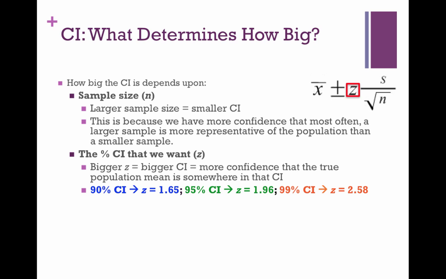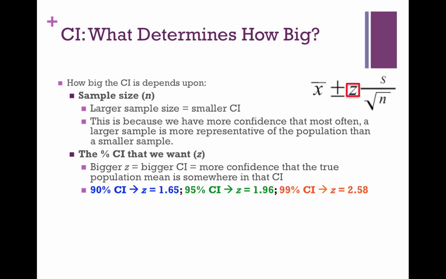When we talk about a 90% confidence interval, that corresponds to a z-score of 1.65. A 95% confidence interval corresponds to a z-score of 1.96. And a 99% confidence interval corresponds to a z-score of 2.58. One way you can check this is I encourage you to take a look at your z-score table, look at the z-scores for each of these confidence intervals, 1.65, 1.96, 2.58, look at the probability that each corresponds to, and see if it makes sense.